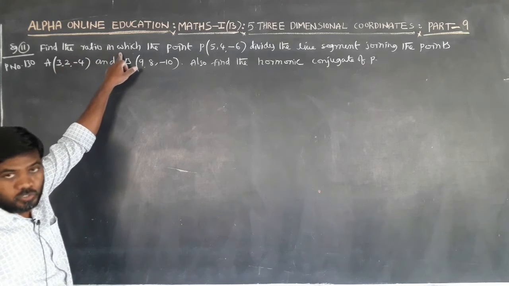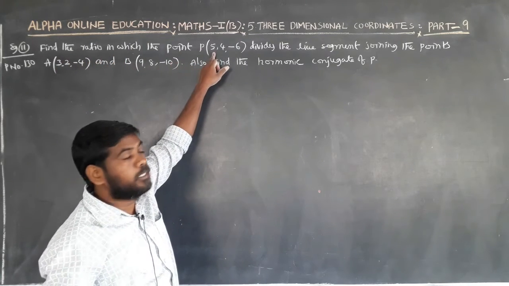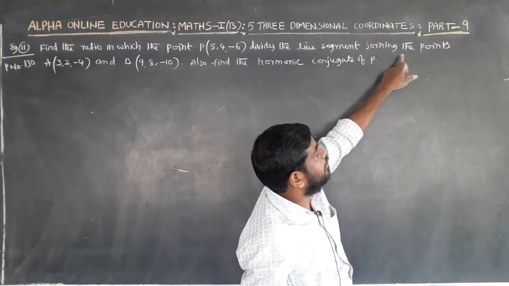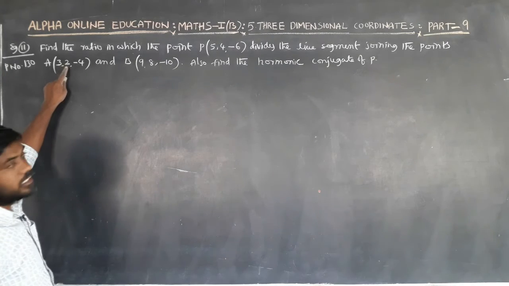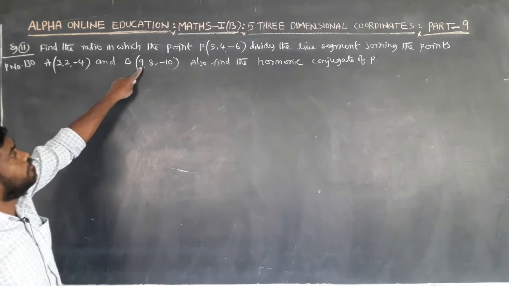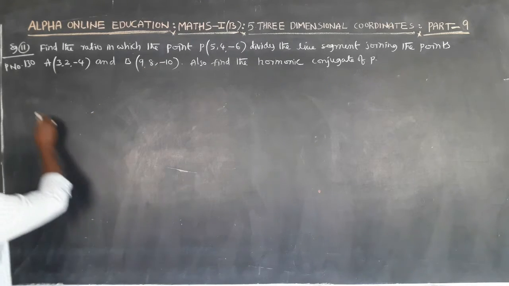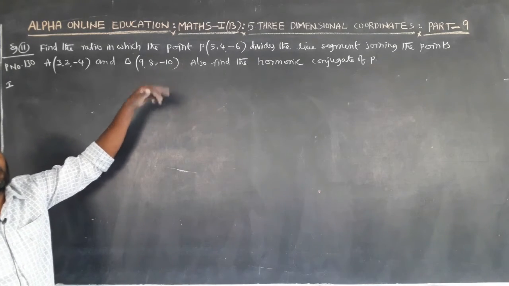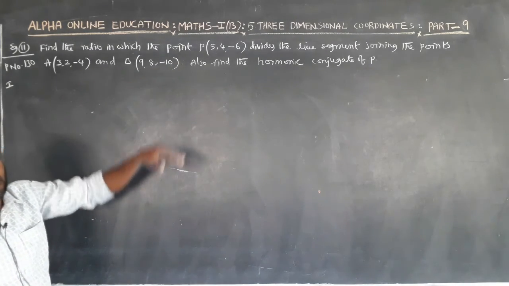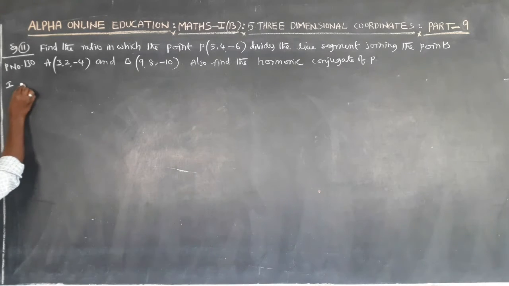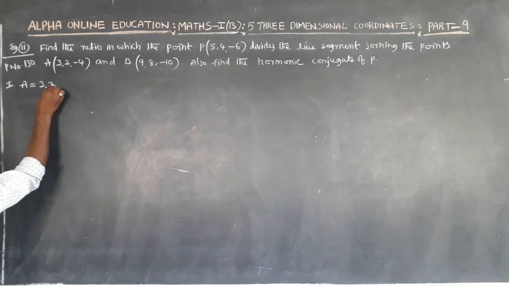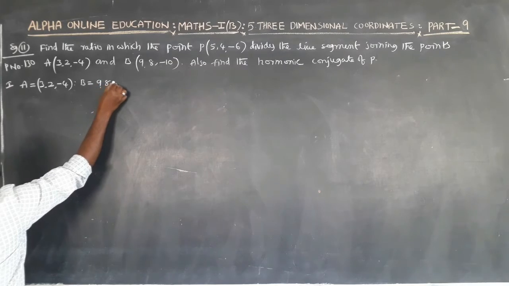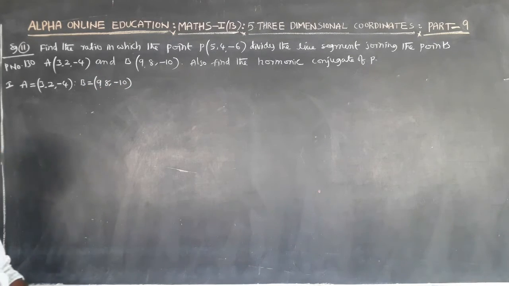Find the ratio in which the point P (5, 4, -6) divides the line segment joining the points A (3, 2, -4) and B (9, 8, -10). First part, find the ratio in which P divides the line segment joining the points A and B. Here A is the point (3, 2, -4) and B is the point (9, 8, -10).